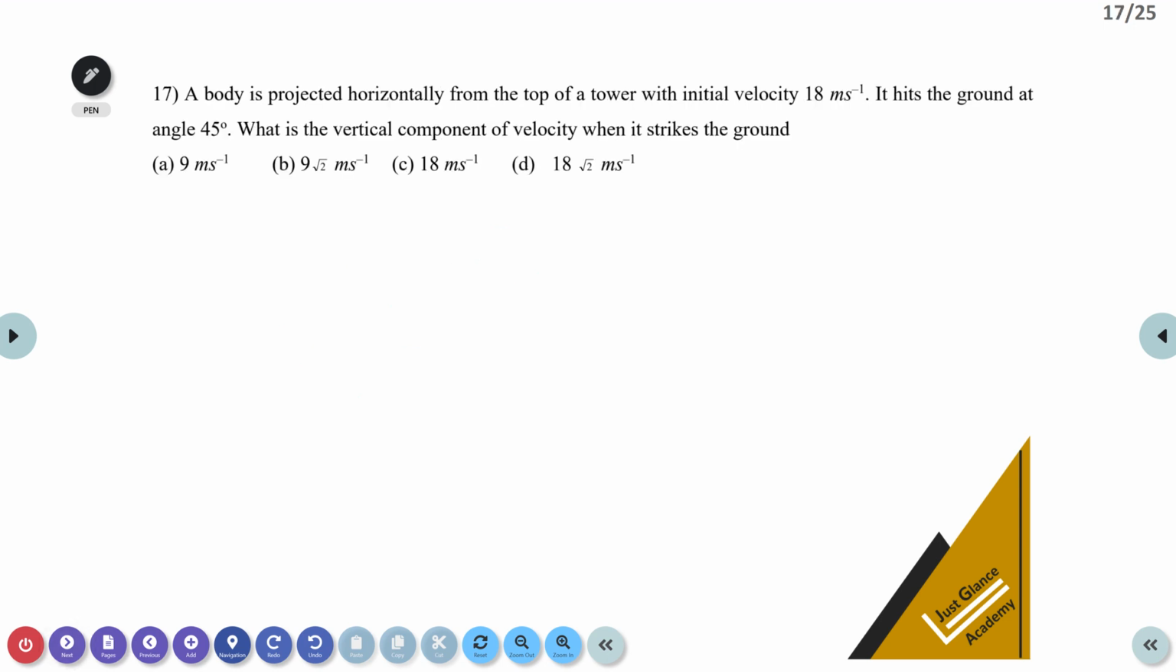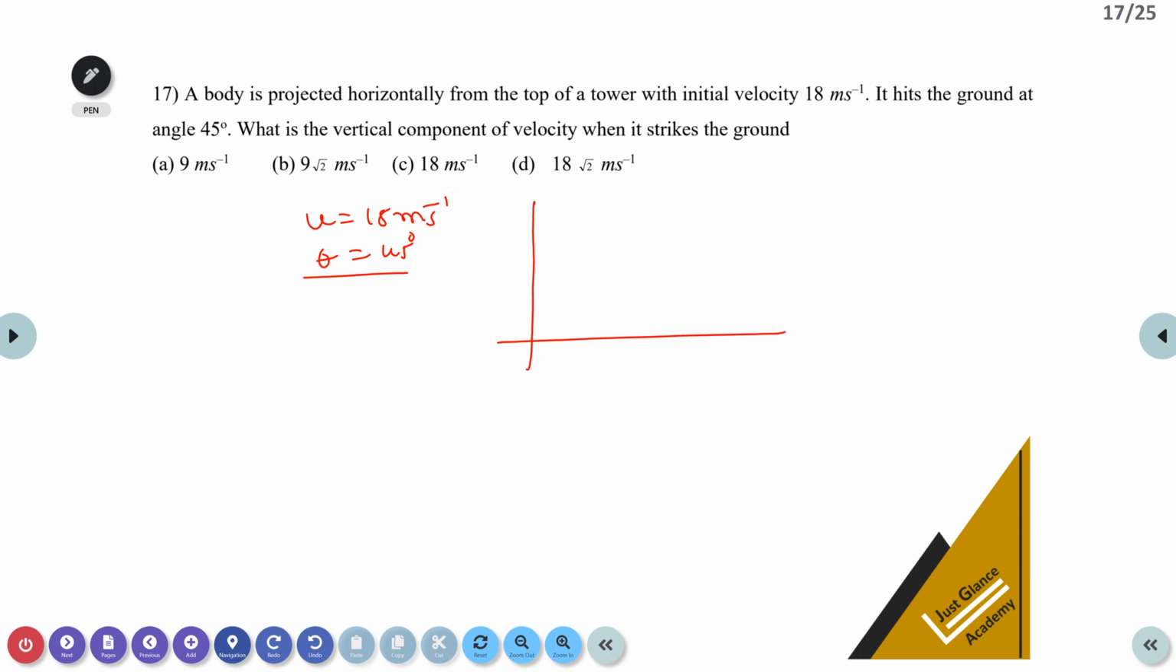Okay. Next, 17th. A body is projected horizontally from the top of a tower with an initial velocity of 18 meter per second. It hits the ground at an angle of 45 degree. Theta equal to 45 degree. What is the vertical component of velocity when it strikes the ground?